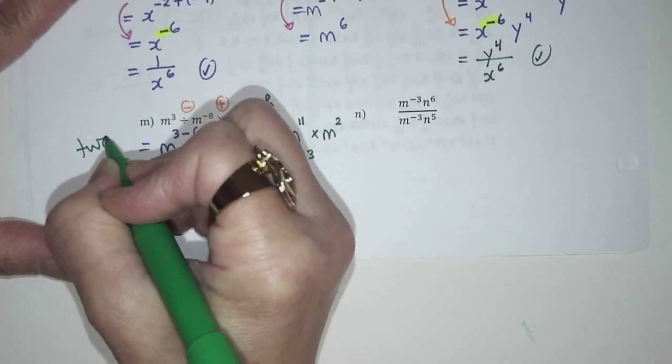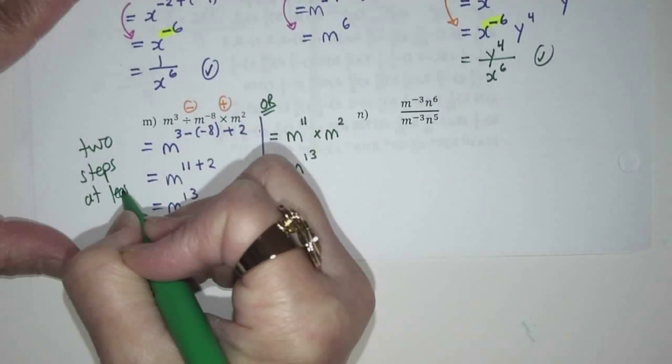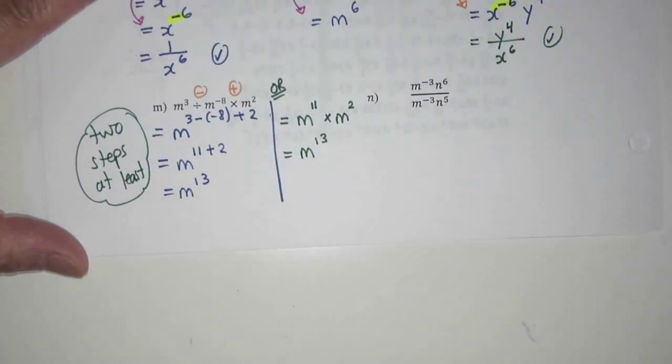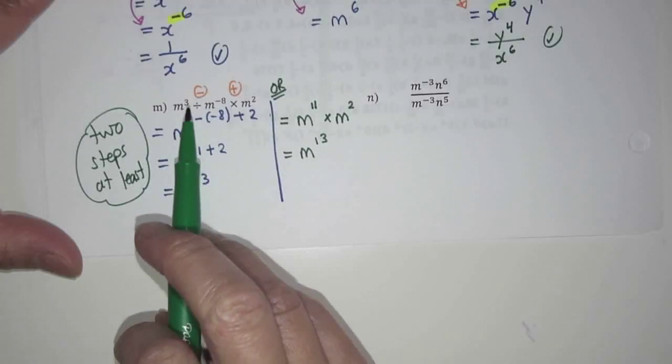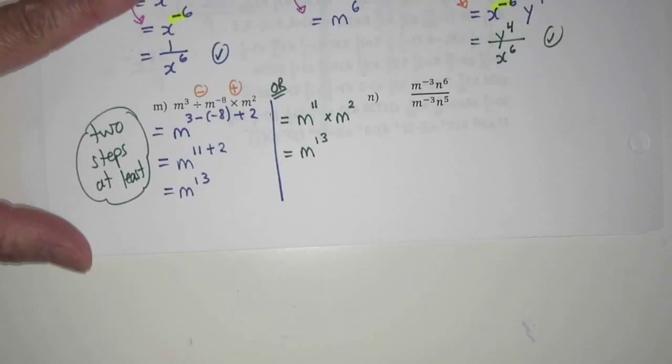So 2 steps at least. All right, so don't skip that. I would want 2 steps on this. When there's more than one thing happening, so this was a division and a multiplication, you want to do that in more than one step.